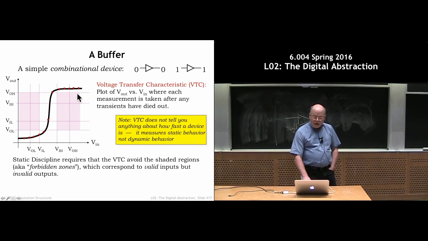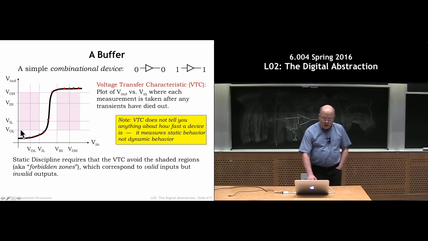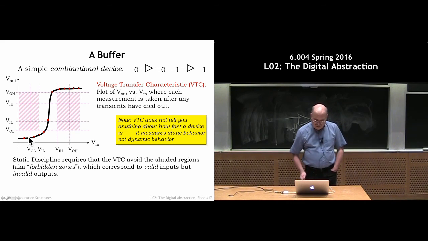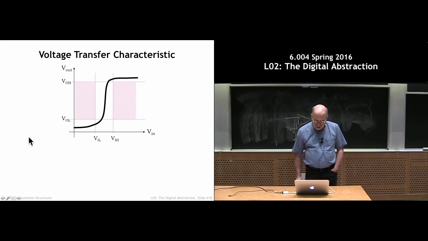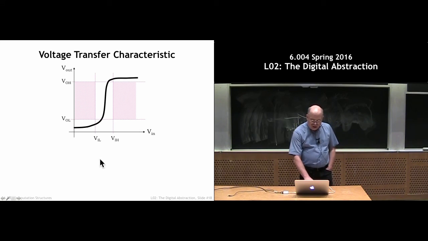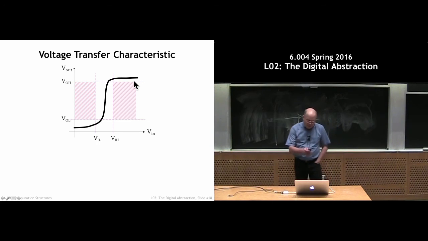So this is a buffer. You can say it doesn't produce the same low output voltage, but so long as any voltage that it produces that's less than VOL will be a legal output voltage. Okay, so you look at this curve. This curve actually has a couple interesting features, the most important of which we're going to get to on the next slide. So here's the VTC.